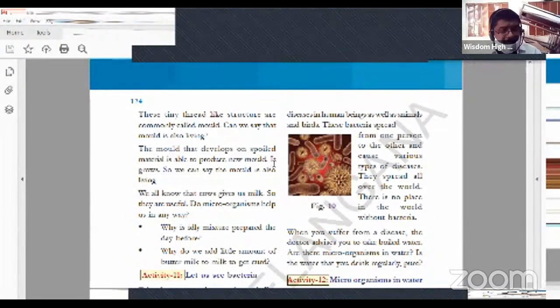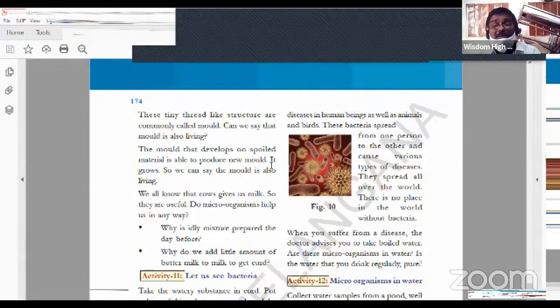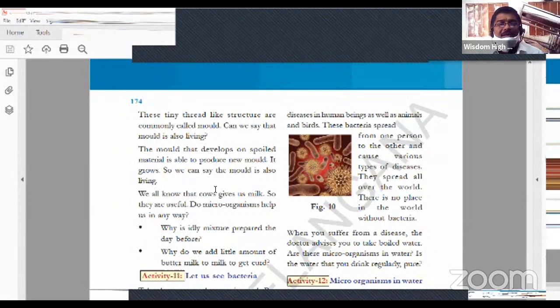Whether mold is living or non-living: mold is living only. Where can it develop? It can develop on spoiled material, above the garbage, here. So mold usually develops above spoiled material only. That is the way to produce a new mold. So mold is also living only. Growing means mold is also living.